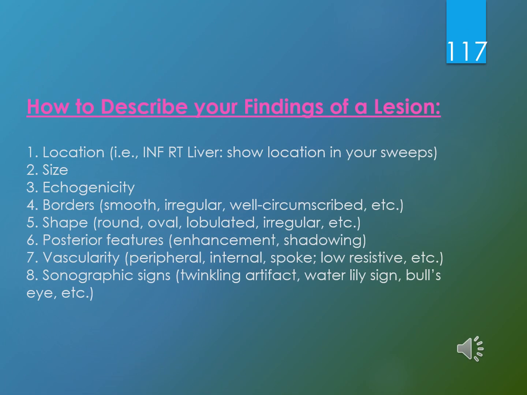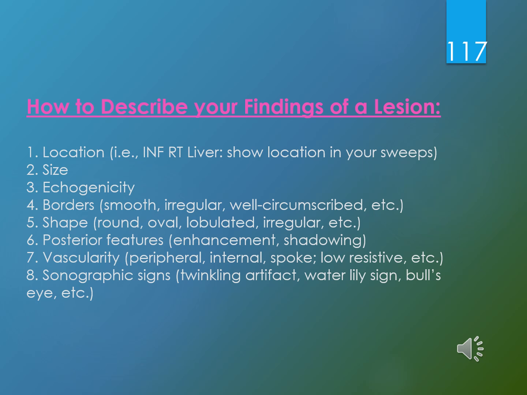After we perform our ultrasounds, we have to describe our sonographic findings of lesions. The first thing is to describe the location, both in long and in trans. Is it lateral, mid, medial? Is it superior, mid, inferior? Show the location in your sweeps. Then, after you've shown your sweeps and where it is within the liver, you can zoom in on that lesion to show its characteristics.